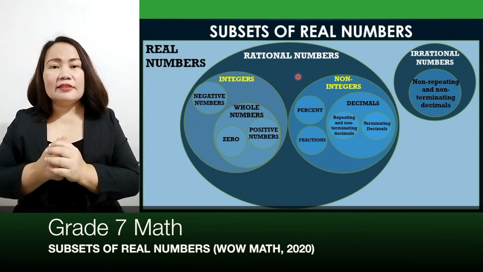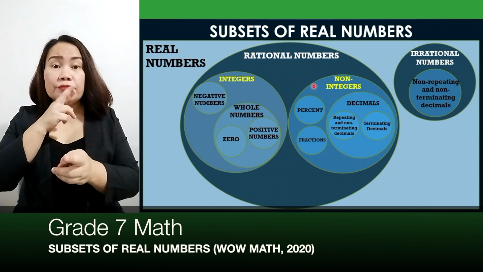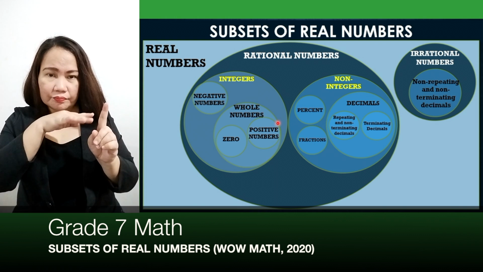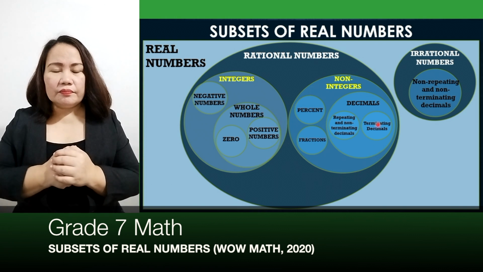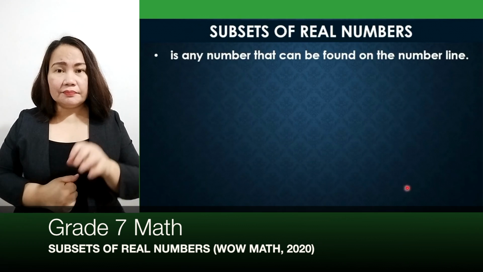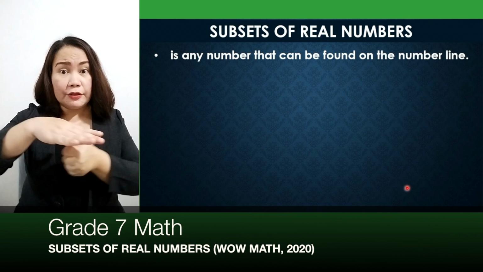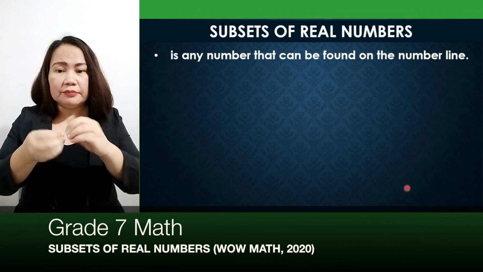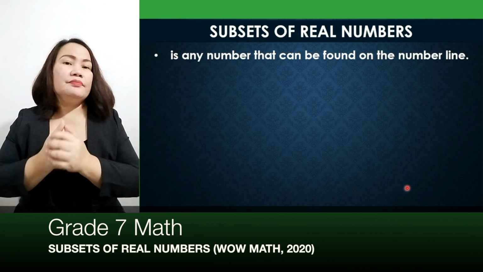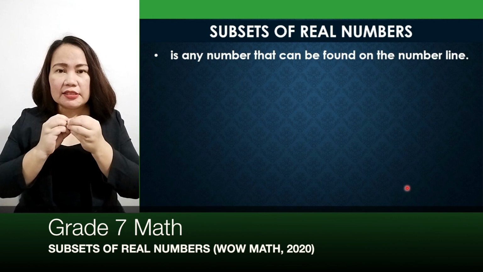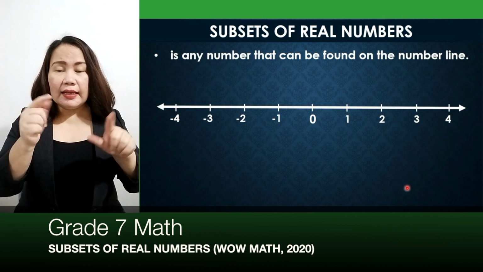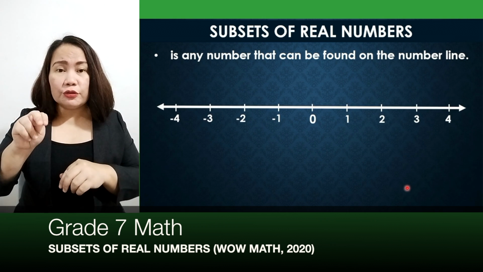So we have the rational numbers and irrational numbers. And the rational numbers, we have the integers and non-integers. And these are the family of integers. And these are the family of non-integers. Okay. So let's proceed. The subsets of real numbers, actually, this is any number that can be found on the number line. Rational man yan or irrational man yan, those are all real numbers. Okay? And they can all be found on the number line. So, lahat ng yon, rational or irrational, can be found on the number line.